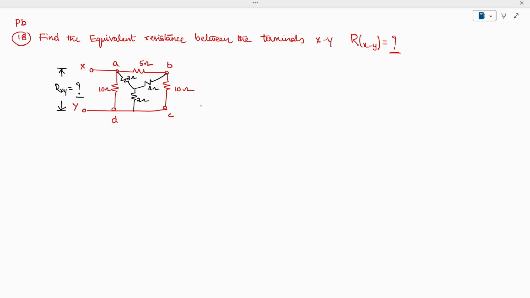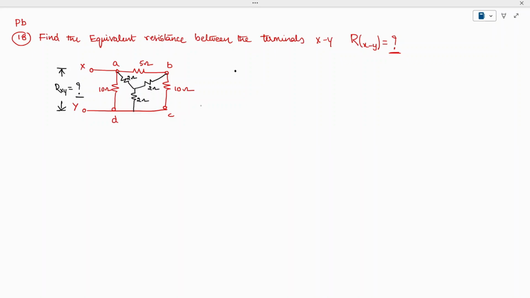Today we are going to find the equivalent resistance between the terminals X and Y for the resistive network shown below. So this is a confusing question, but a very simple question. The red color ones are in delta and the black color ones are in star. So first I'm converting the star to a delta.